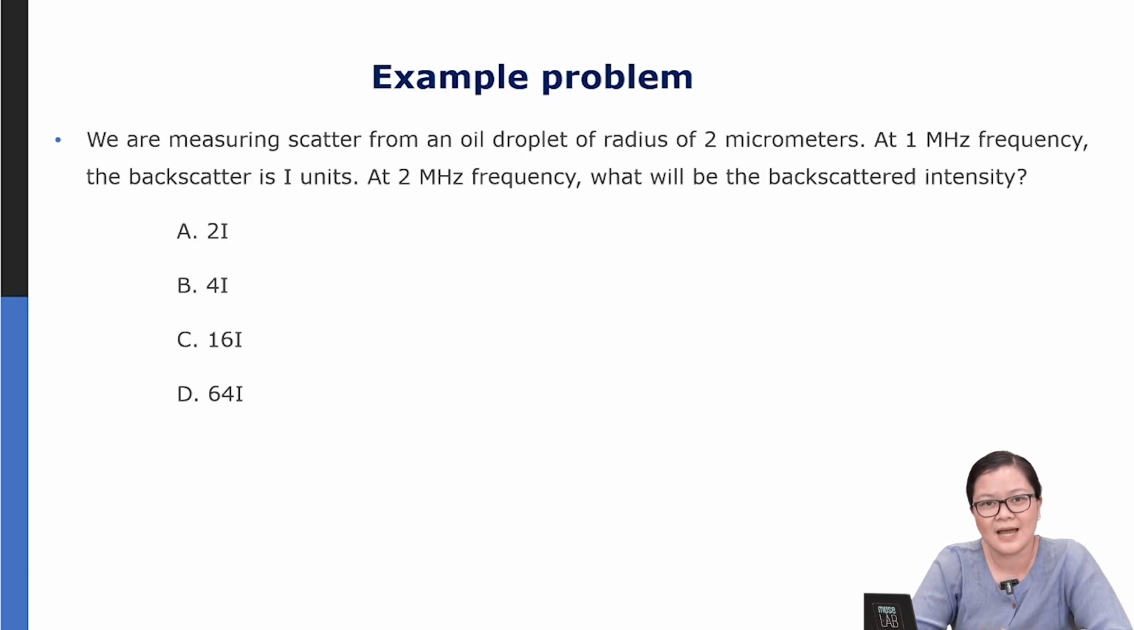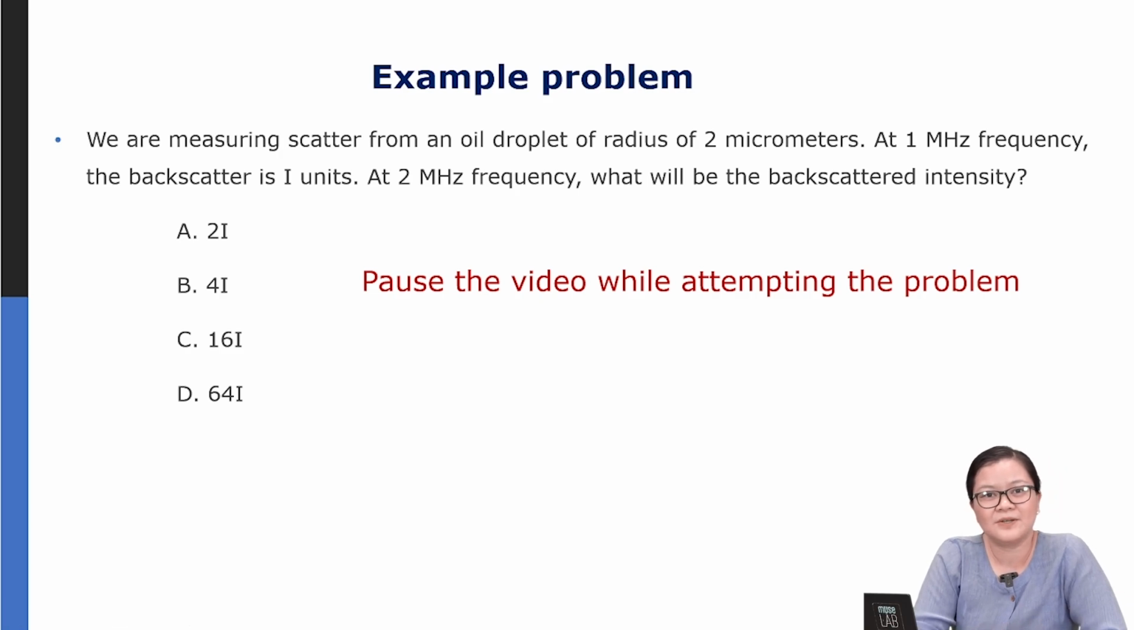Now let's look at an example problem for this case. Here we are measuring scatter from an oil droplet of radius 2 micrometers. At 1 megahertz frequency, the backscatter is I units. At 2 megahertz frequency, what will be the backscattered intensity? Would it be 2I, 4I, 16I, or 64I? You can pause the video to attempt this problem.